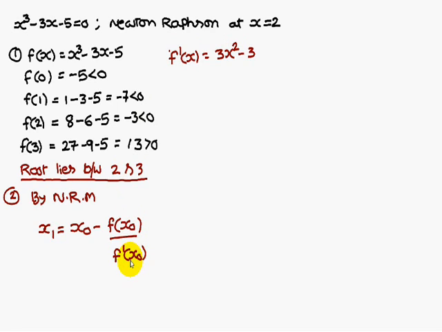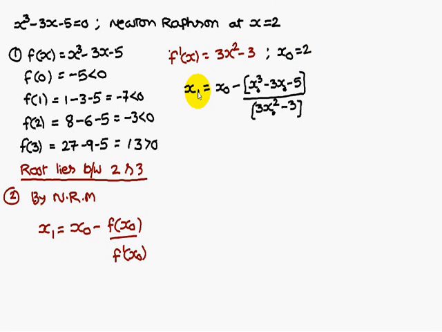Okay, we require f dash of x also. Therefore, f dash of x means f of x is this much. F dash of x means x cube differentiation 3x square, 3x differentiation 3. And start x0 value already has given as 2.